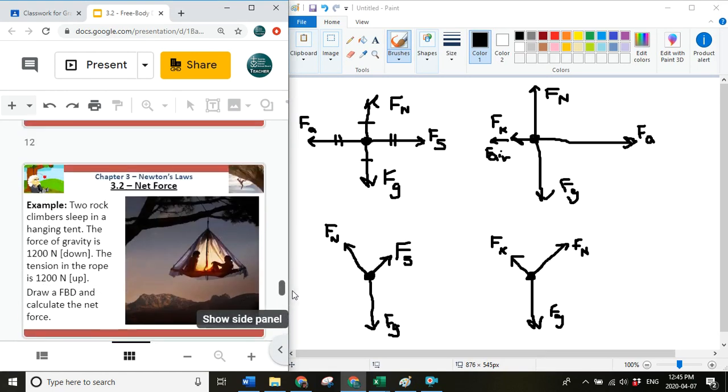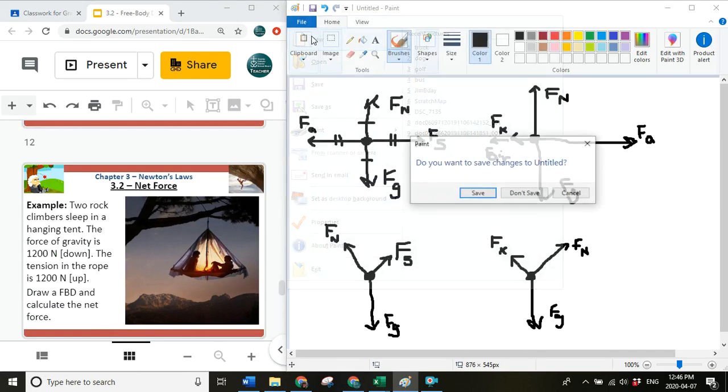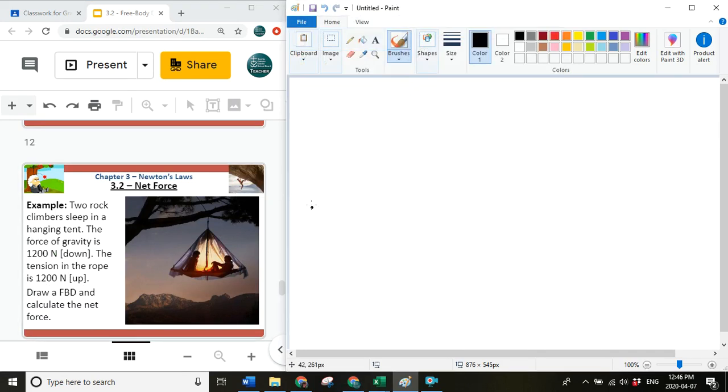Okay, I think we did these in class. I'll just draw the free body diagrams because we're all here. Let me just go new, don't save. Okay, I'll just draw the free body diagrams for these three last examples.